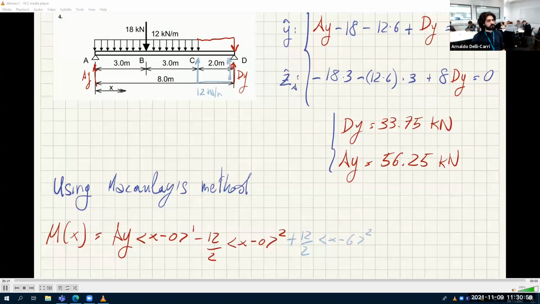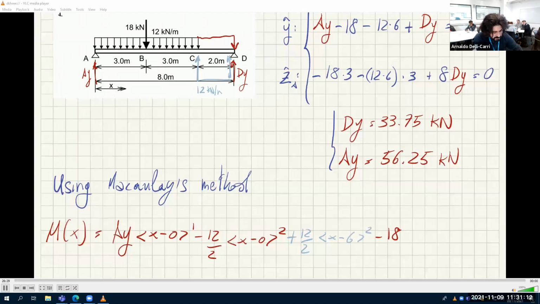So which one is that? Where does it start? And what do I use? Negative or positive? Negative. Coefficient? 18. x minus what? x minus 3 to the power of 1. Nice.